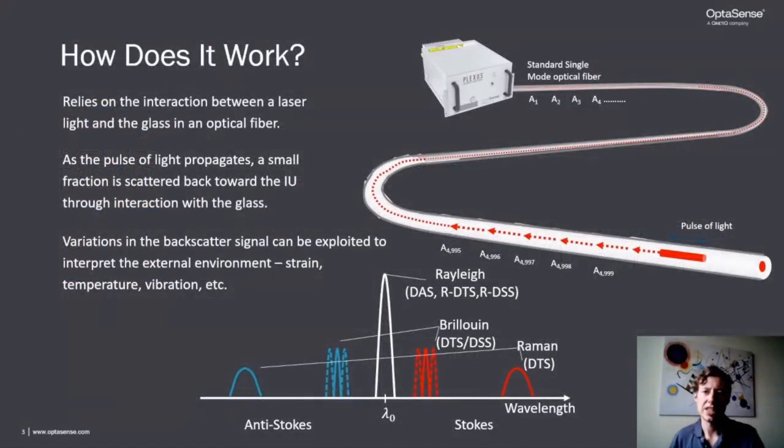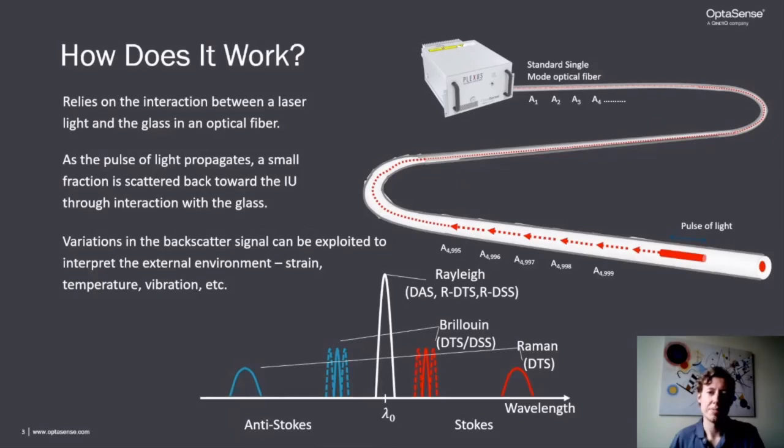So how does fibre optic sensing work? At its core, it relies on sending light down an optical fibre. As the light propagates, it interacts with microscopic defects in the fibre, a tiny fraction of which is scattered back towards the interrogator unit, where it can be detected. External events, such as physical activity, strain, and temperature changes, cause variations in the scattered signal. These variations can be exploited to detect and interpret events in real time.